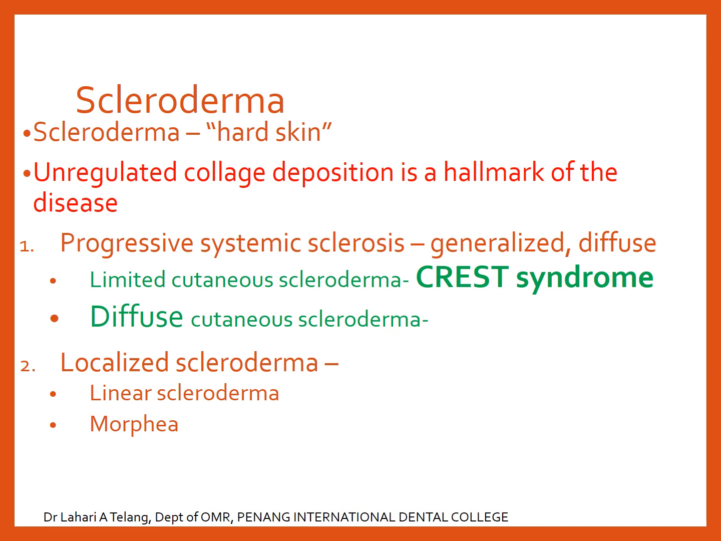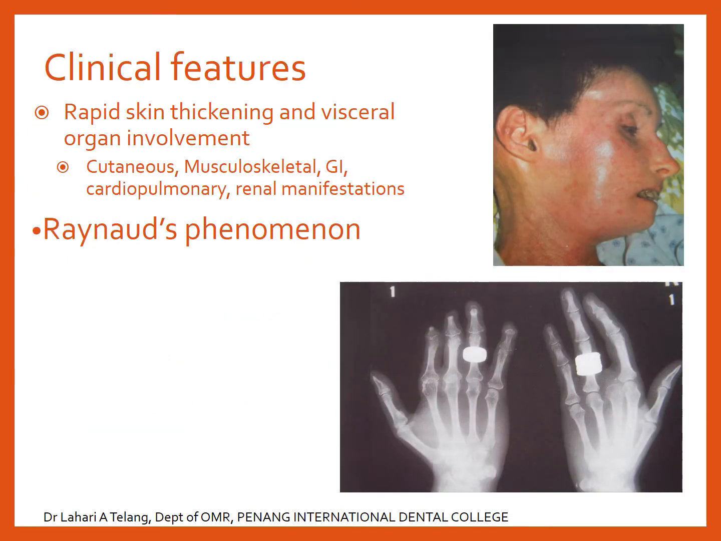The second variety is localized scleroderma, which is less severe, with a lesser, smaller area affected, in the form of linear scleroderma or morphea. The clinical features of a patient who has scleroderma would be rapid skin thickening and visceral organ involvement. Generally, the skin is first involved, cutaneous involvement is seen, followed by musculoskeletal, GI, cardiopulmonary, and renal manifestations as well.